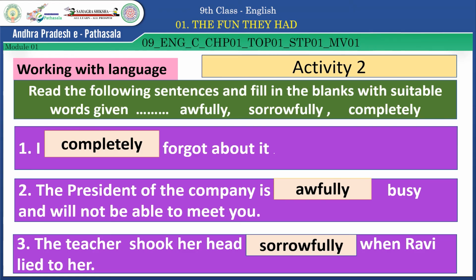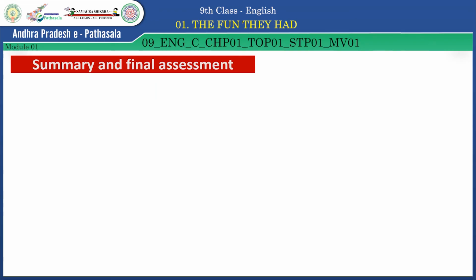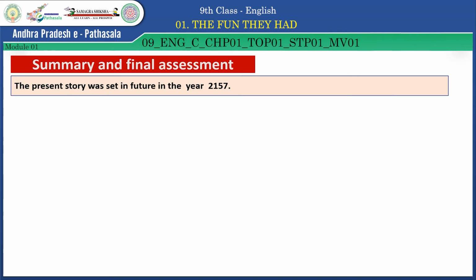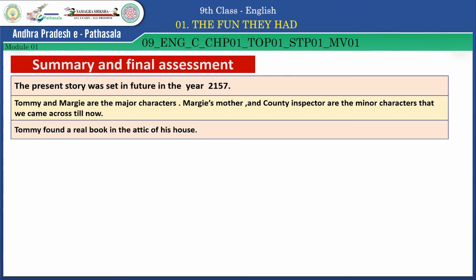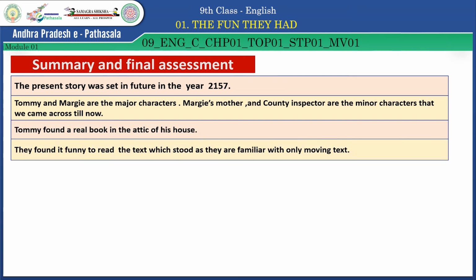Right? Now, let's summarize what we have learned till now. Here are the main points of the text we have read till now. The present story was set in the future, in the year 2157. Tommy and Maggie are the major characters. Maggie's mother and the county inspector are the minor characters that we came across till now. Tommy found a real book in the attic of his house. They found it funny to read the text, which stood still, as they're familiar with only moving text.